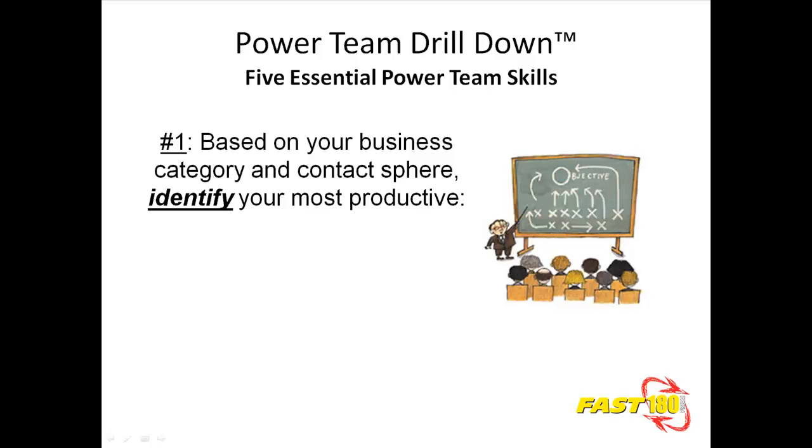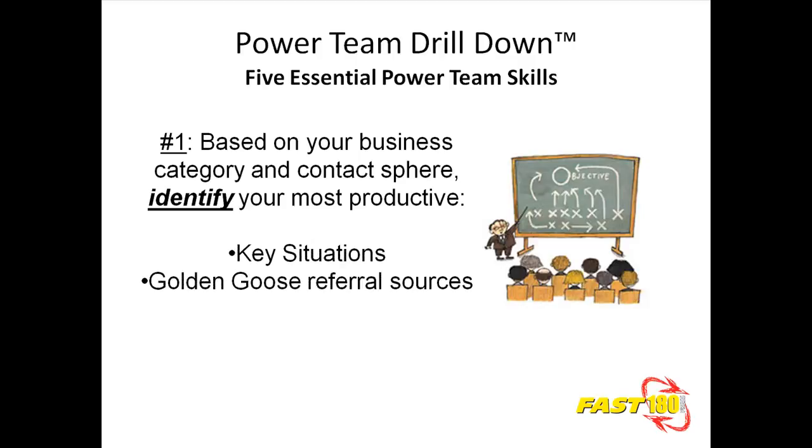So let's just dive right in and look at the first skill, which is based on your business category and contact sphere, identify your most productive key situations, golden goose referral sources, and targeted prospects. So we start with where you're at in your business category. We identify your contact sphere, and then we get into some of these specific elements of which key situations, golden goose referral sources, and targeted prospects are the best match for your business.